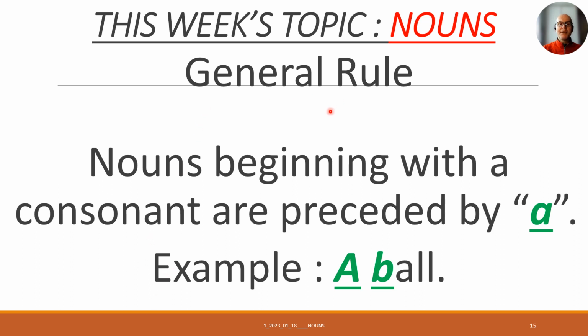The general rule is that nouns beginning with a consonant are preceded by a. For example, a ball. The noun ball begins with a consonant, so the article before ball is a, the letter A.